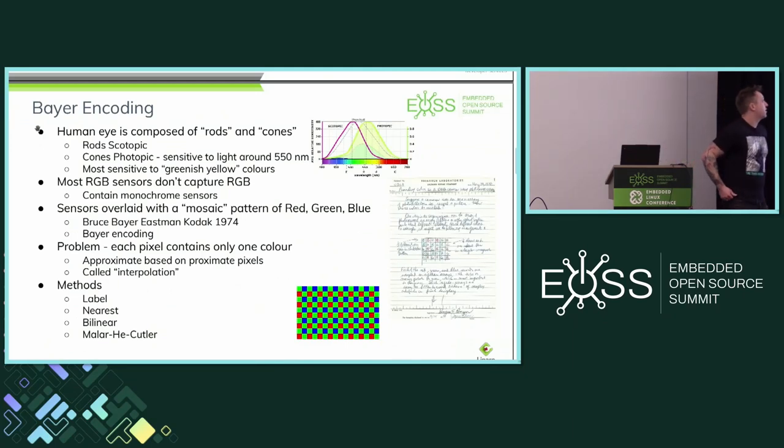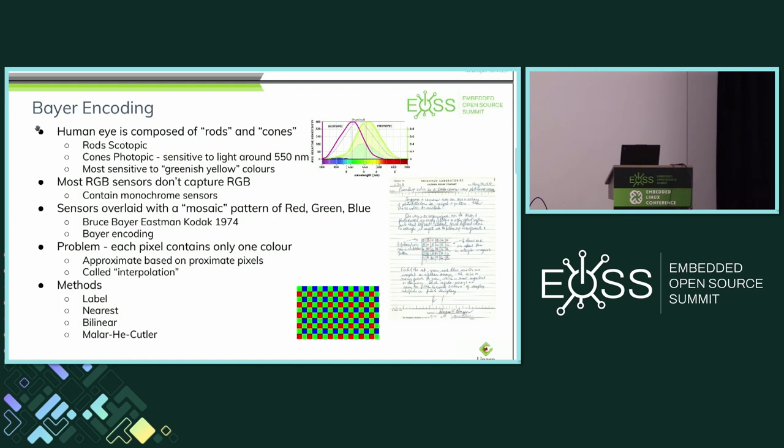Okay, so what is Bayer encoding and why do we care? I freely admit, when I inherited the CAMSS stuff, I didn't know the answer to that. I'd heard of Bayer, but I didn't really know. The question is, what is it and why do we even use it? I found some interesting terms when I was researching why Bayer encoding was created to begin with. The main reason is that your eye is sensitive to this bit of the spectrum right here, this greeny yellow bit.